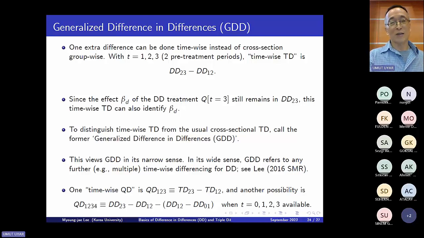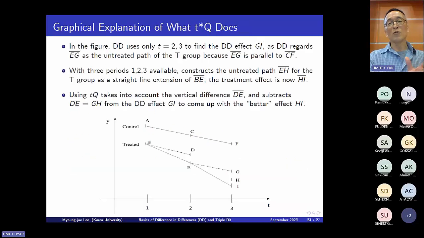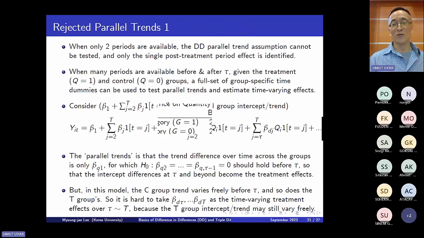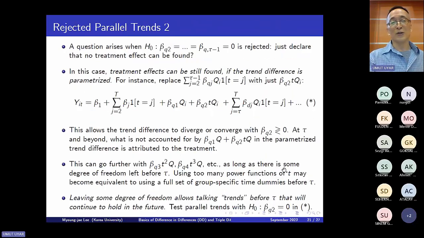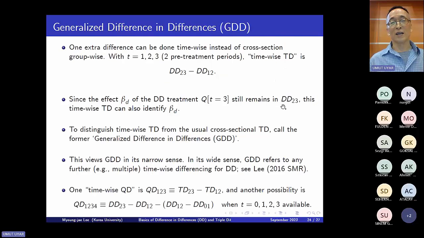So finally, today's last topic will be generalized differences. You know, in triple difference, I compared the DD of one group to the DD of another group over the same time period. But instead of that, I can look at the DD of periods 2, 3 minus the DD of periods 1, 2. This is another way of making a triple difference.